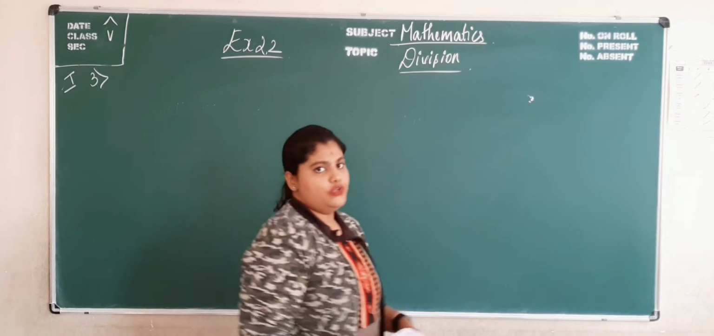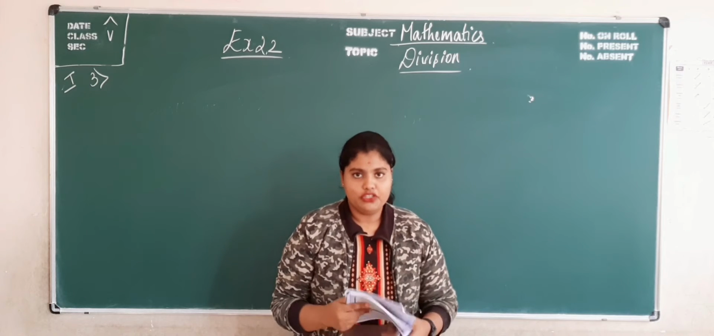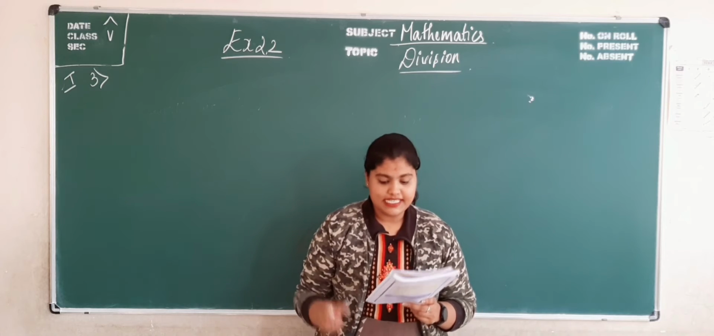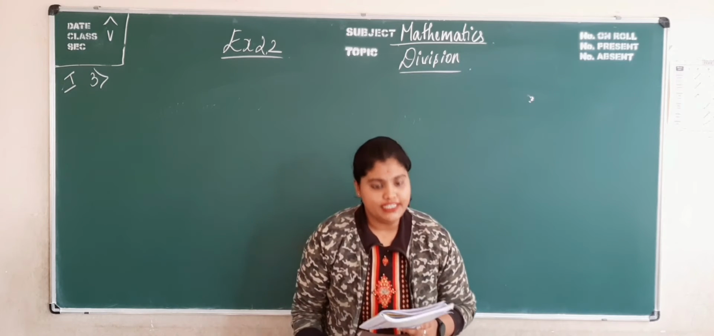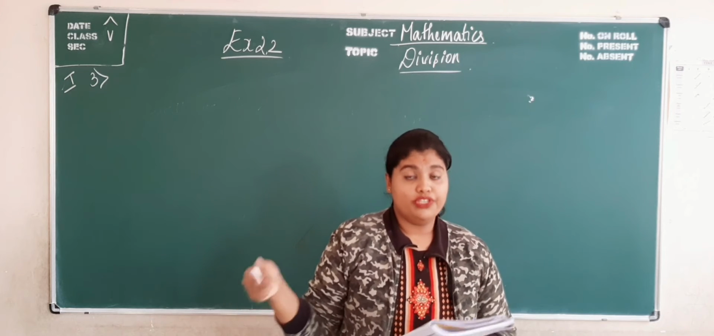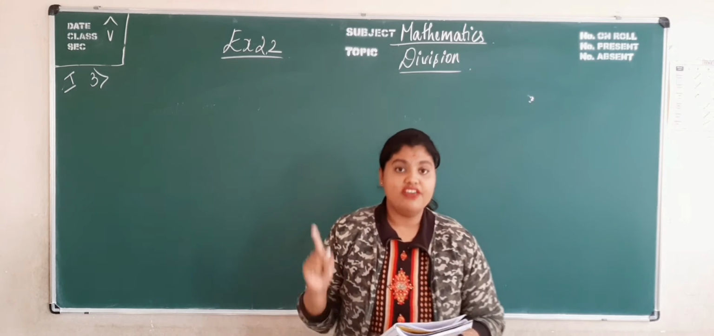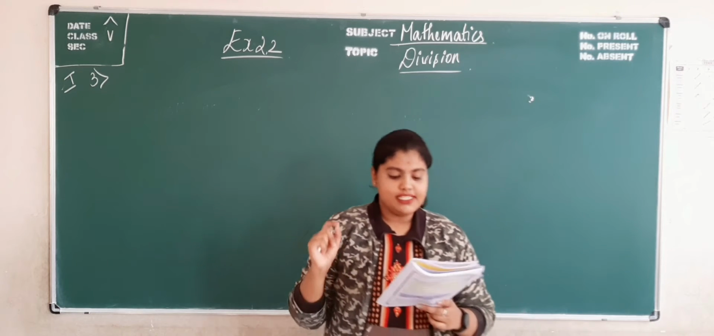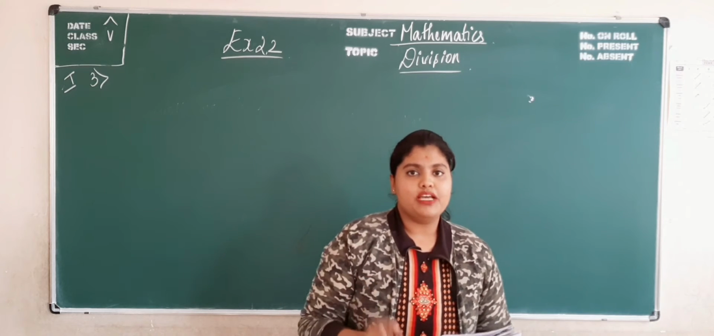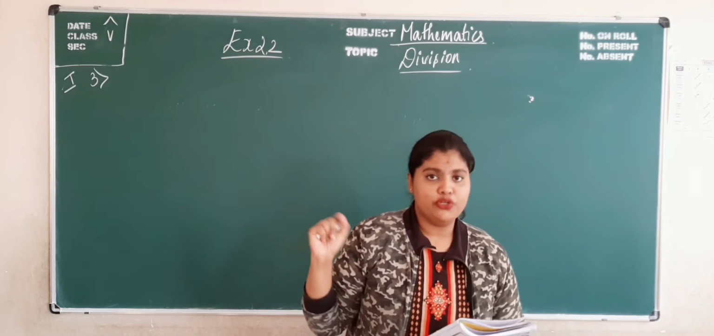Pause the video if you have not written the question, and write it down. I will read out the question for you. Anita had a cow which gives 8 liters of milk in a day. The selling price of 1 liter of milk is 18 rupees. Anita is charging 18 rupees per liter.